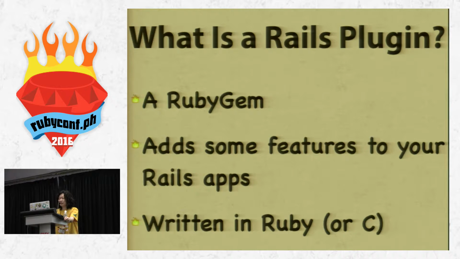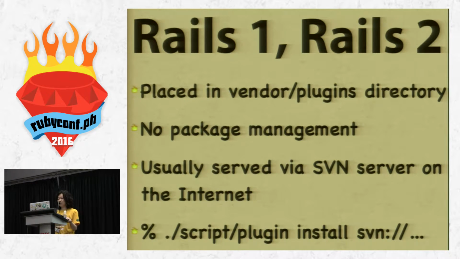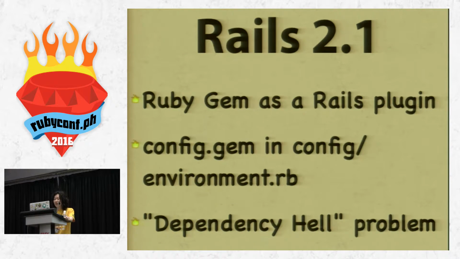So let's start with the definition. What is a Rails plugin? A Rails plugin today is a Ruby gem, which adds some features to your Rails applications, mostly written in Ruby. Rails plugins used not to be Ruby gems, but at first used to be just a directory in your Rails app, placed in vendor/plugins, and you could install the plugins via SVN checkout. Initially plugins were like this until Rails 2, and since Rails 2.1, Rails supported Ruby gems as plugins. You can write config.gem in your config/environment.rb.